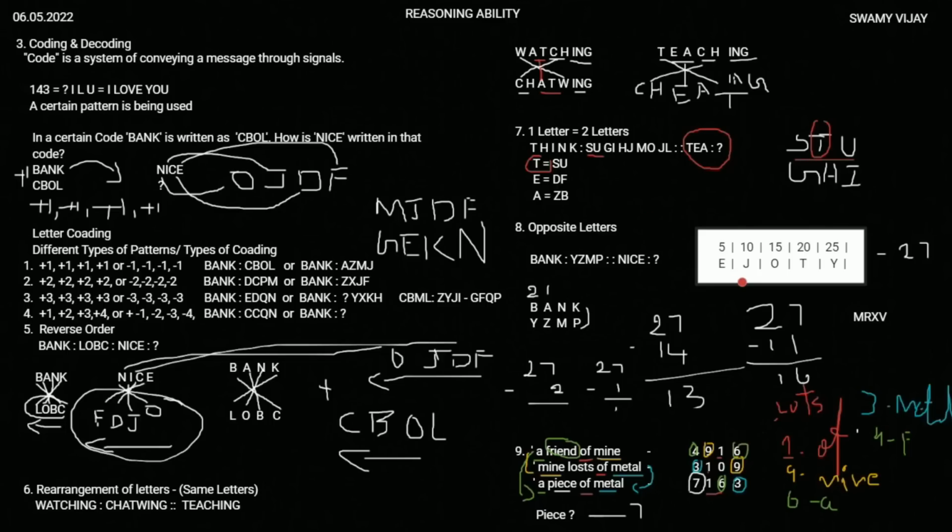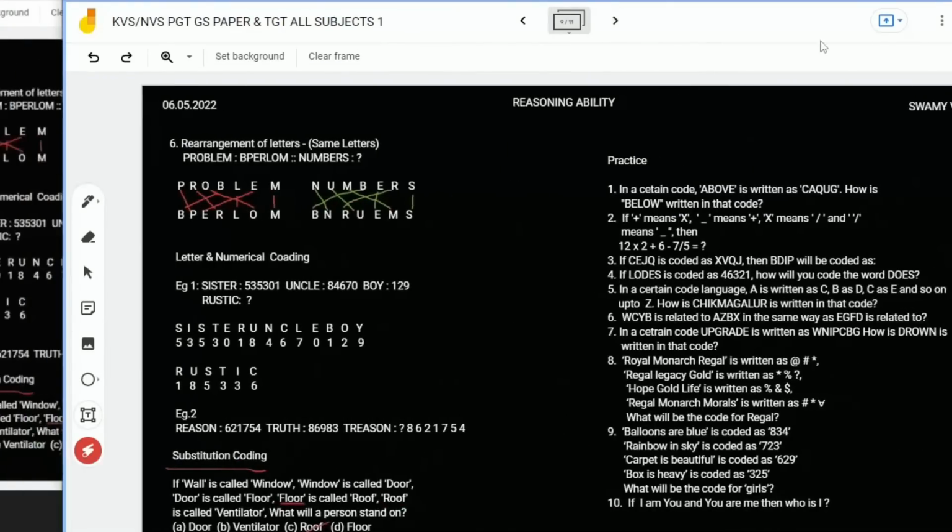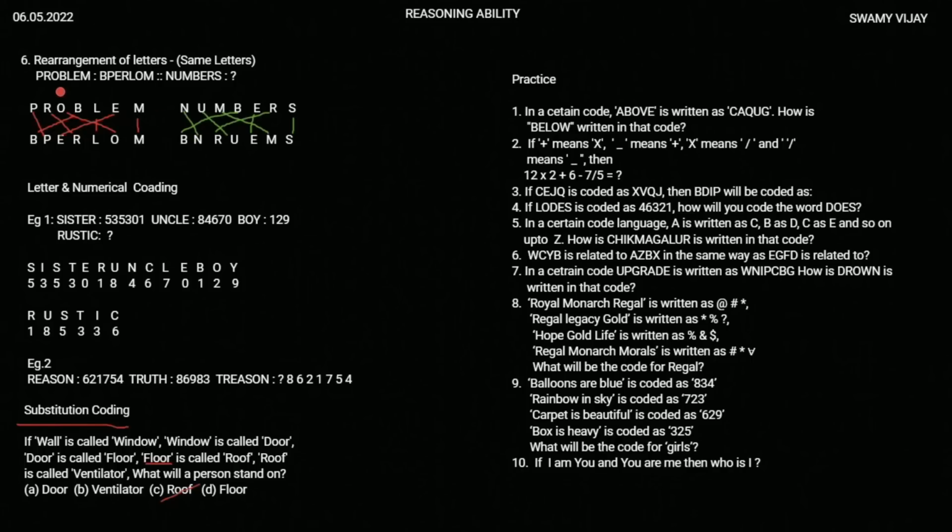Or to complete the questions with speed, you can use this chart called EJOTY, EJOTY. With that also you can solve the question. This is applicable only for questions with opposite letters. Then we have completed letter coding, and with one more example like rearrangement of letters, we have completed the letter coding. After letter coding, we have the combination of letter and number coding. That is the second method.